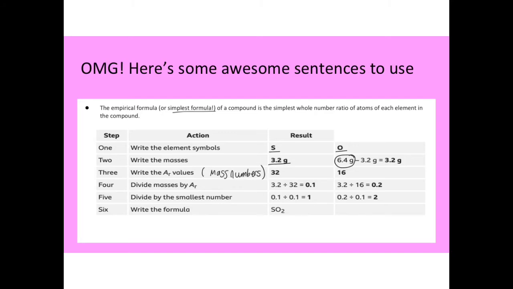Okay, and then you do their mass divided by their mass numbers to essentially work out the number of moles. So this one's 0.1, this one was 0.2. Divide by the smallest, whichever number you got was smallest, and in this case it was 0.1. So 0.1 divided by 0.1 is 1, 0.2 divided by 0.1 is 2, and then you work out the formula. So we've got 1 sulfur and we've got 2 oxygens.